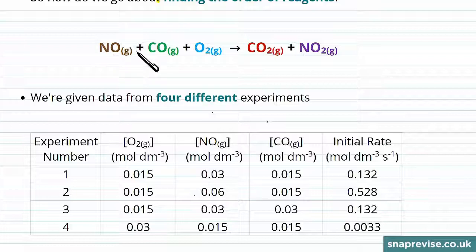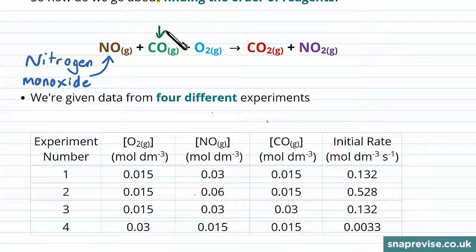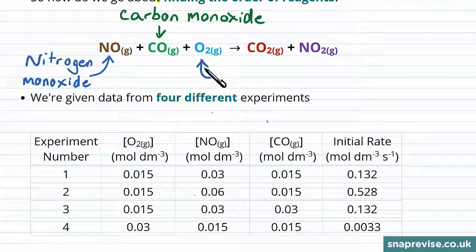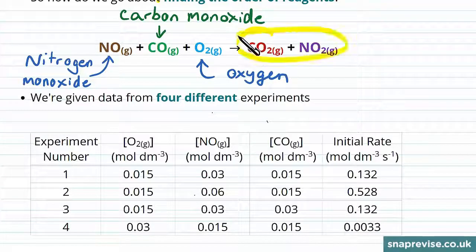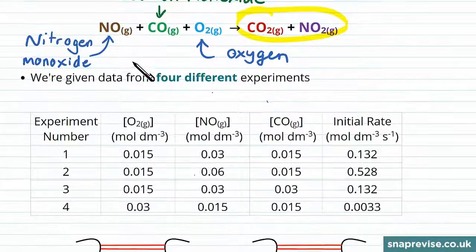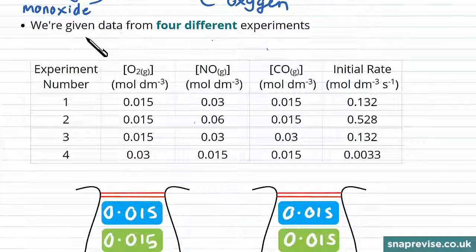We have 3 different gases reacting, the first of which is nitrogen monoxide, the second is carbon monoxide, and then finally, a gas you should be very familiar with is oxygen. We're not going to worry about the products in this example, we're just going to think about how the reactants affect the rate and what their orders are.